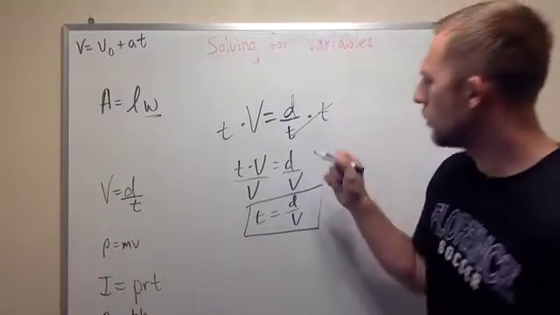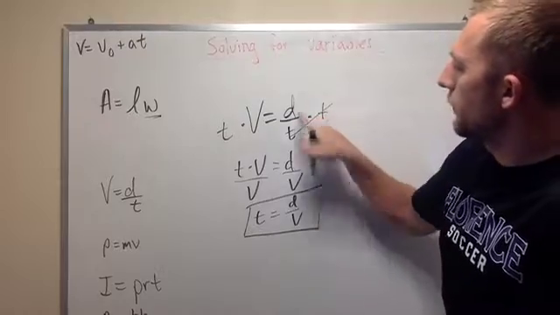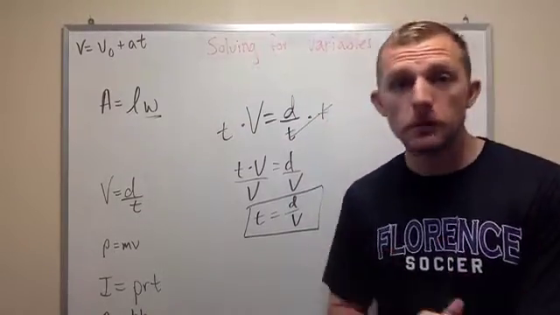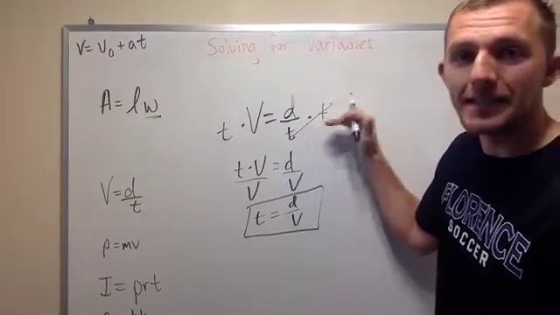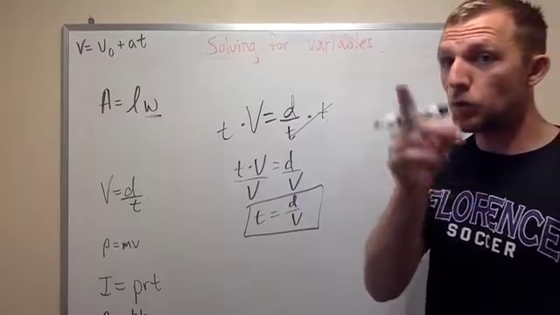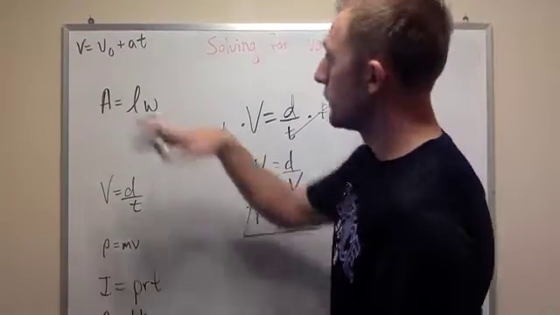A lot of people will go ahead and say, all right, this is division, so I'm going to divide by D on both sides, and my T will automatically move up. No, it won't. You got to multiply to get it moved up, okay? Now, I'm going to do one more, and that's it, okay? That's it for me today, okay?